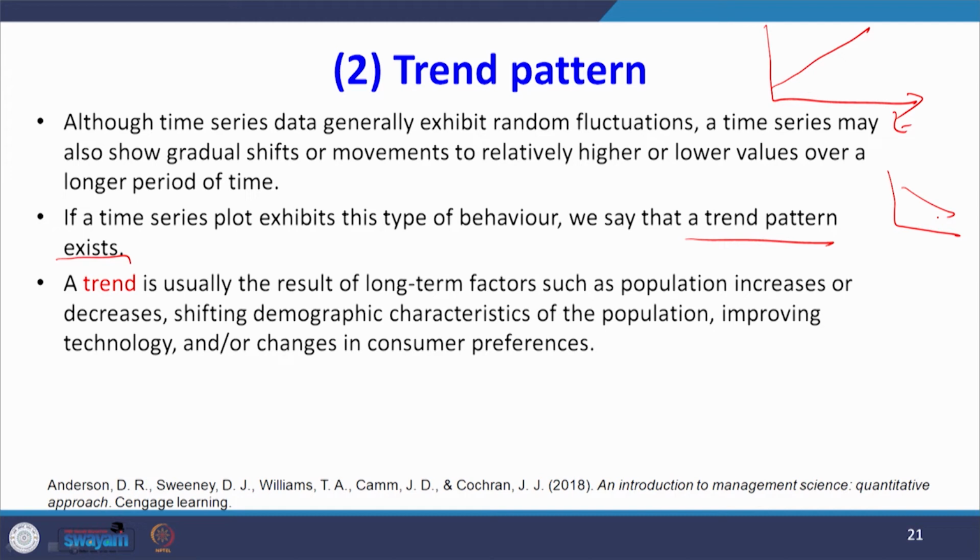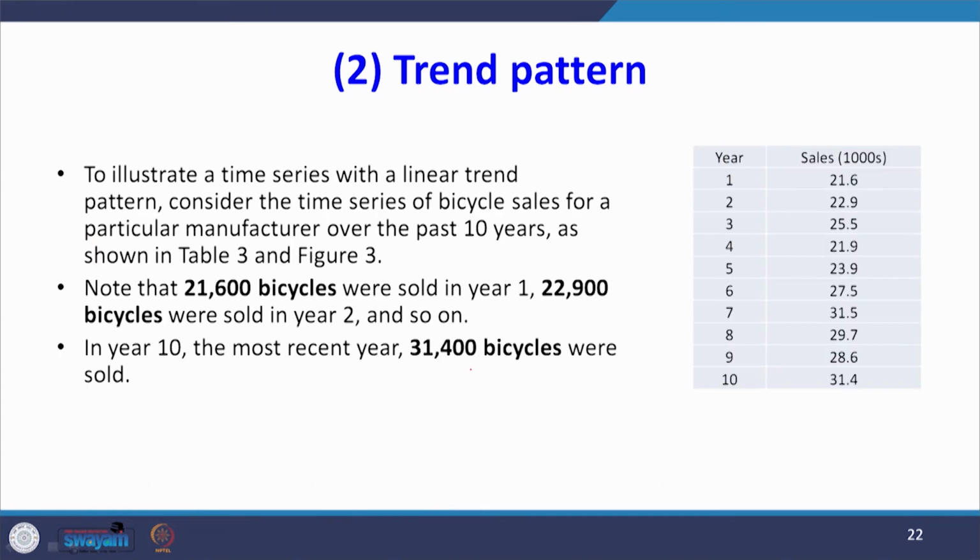A trend is usually the result of long term factors such as population increases or decreases, shifting demographic characteristics of a population, improving technology or changes in consumer preference. If you plot this kind of data set, you may find there is a trend, may be increasing or decreasing.